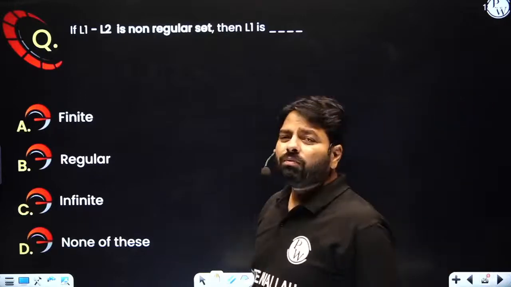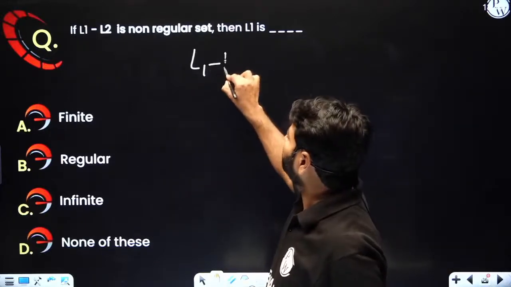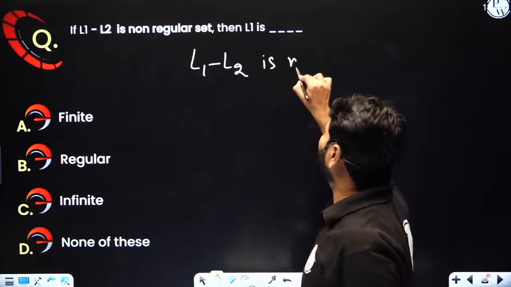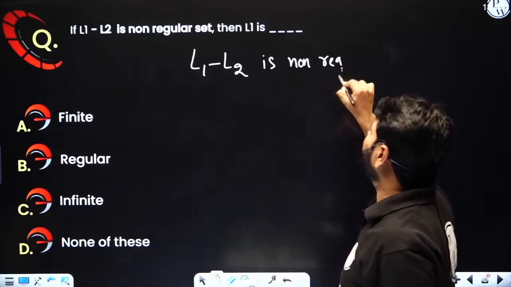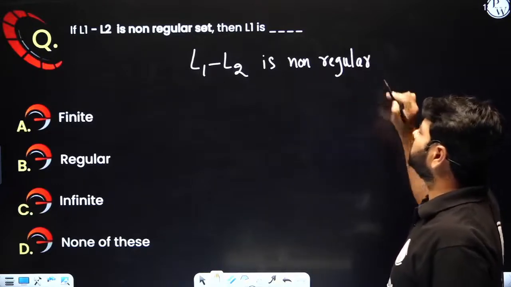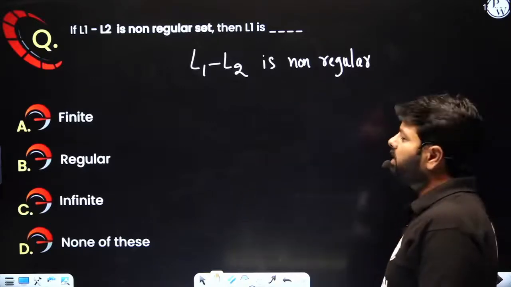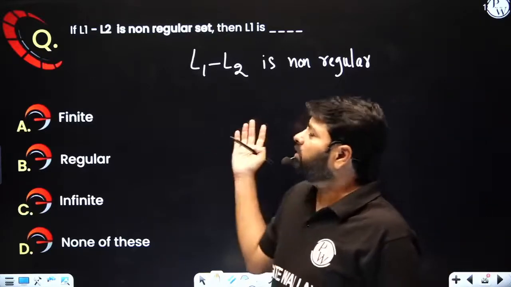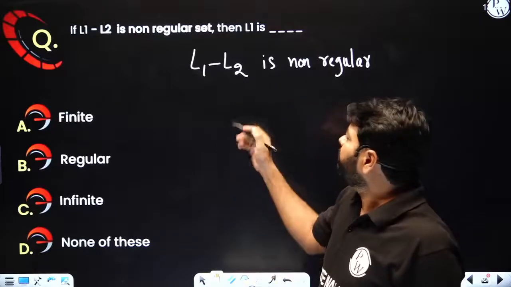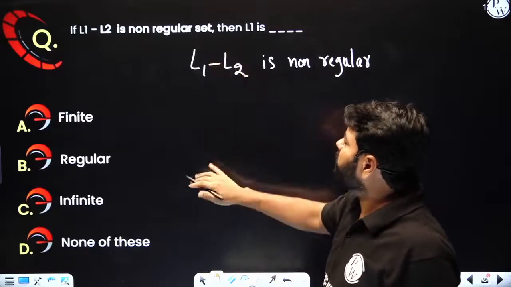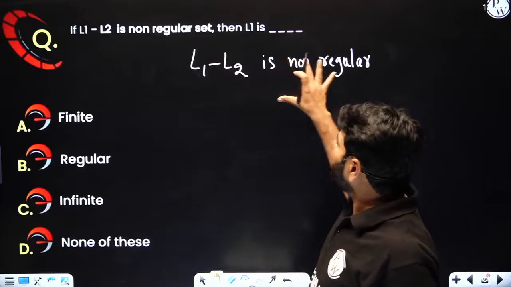Now L1 minus L2 is non-regular. When it comes to non-regular, spend enough time. Even for me, sometimes you need to focus hard to get examples, as you should be aware of a lot of non-regulars to give examples. Fine. Now for this I am trying to give examples here. L1 minus L2 is non-regular.